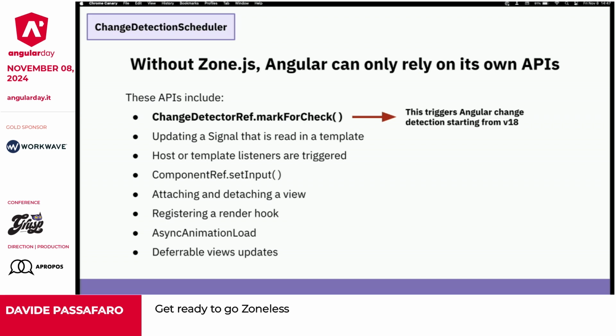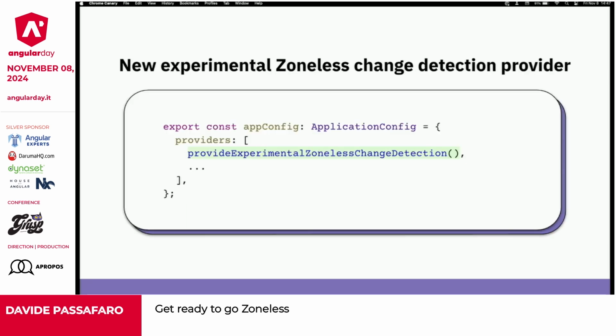Why is this important? Because we saw before that markForCheck was just marking the component as dirty. It was not triggering the change detection. But starting from V8, for compatibility reasons, it's now also triggering the change detection. So that's why we can go zoneless easily, but we will see it in a moment.